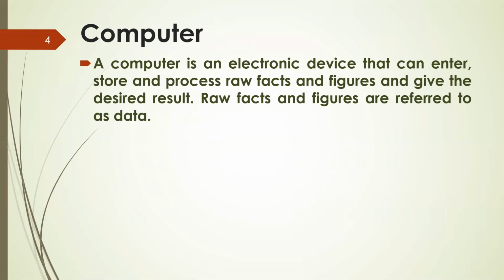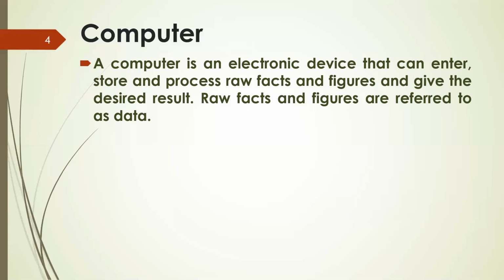That means what is a computer actually? It is an electronic device where we can enter and store, and after that, it will process the raw facts. That means whatever raw facts and figures we type and enter in the computer system will be stored and processed and give the desired result. That means we will get the output, the result. So raw facts and figures are referred to as data.